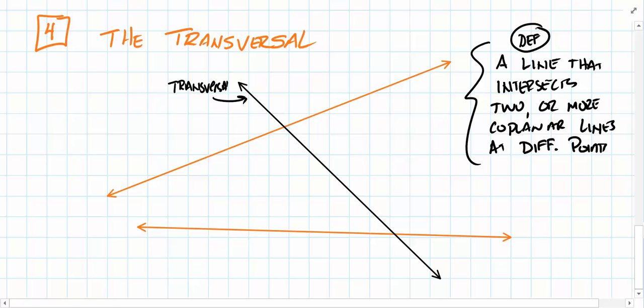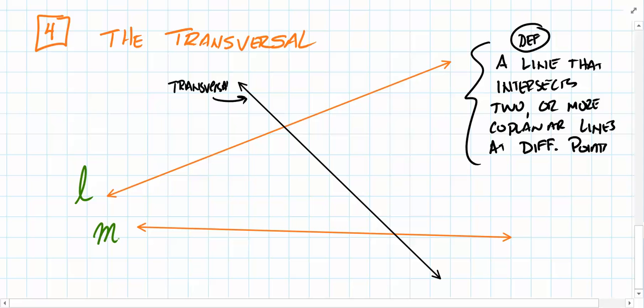The black line is the transversal, and it is just a line that intersects two or more coplanar lines at different points. So my orange lines are the two lines. I could have 50 orange lines, right? And I could have one transversal going across it, right? So it doesn't really necessarily matter. Okay, so I'm going to call this first line L. And then I'm going to call the second line M. So I have line L and line M, and then I have the transversal. You guys cool with that part?